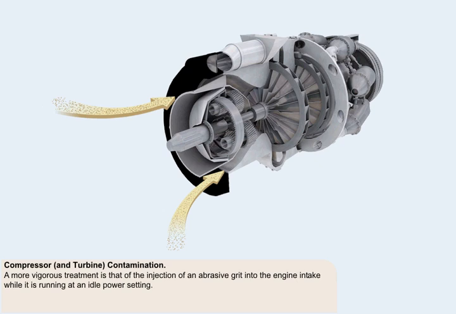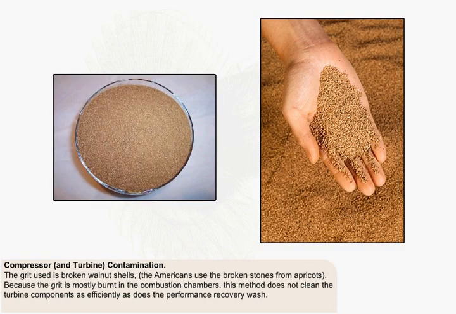A more vigorous treatment, perhaps more applicable to centrifugal compressor engines, is that of the injection of an abrasive grit into the engine intake while it's running at an idle power setting. The grit takes the form of broken walnut shells. The Americans use the broken stones from apricots. Unfortunately, because the grit is mostly burnt in the combustion chambers, this method does not clean the turbine components as efficiently as does the performance recovery wash.